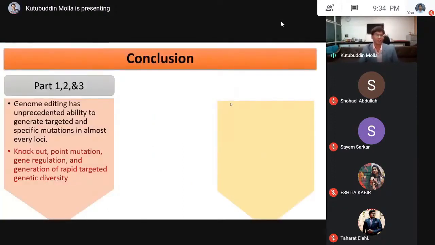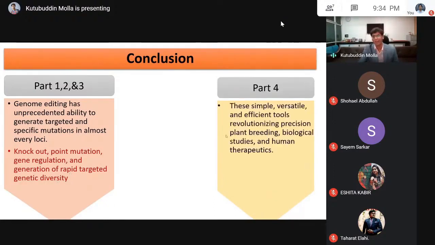So now in conclusion, what I could say for part 1, part 2 and 3, is that genome editing has an unprecedented ability to generate targeted and specific mutations in almost every locus. Knockout, point mutations, gene regulation, and generation of rapid targeted genetic diversity are possible with this technology. And if you see the examples that I have given, it is easily understandable that these simple, versatile, and efficient tools are revolutionizing precision plant breeding, biological studies, and human therapeutics.